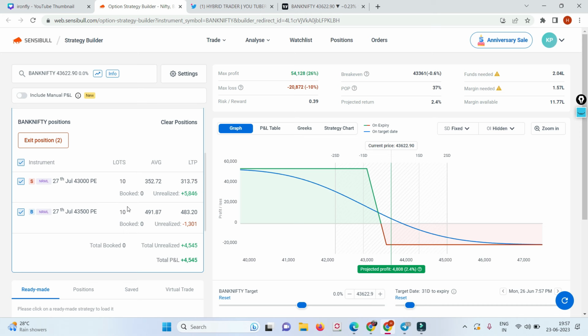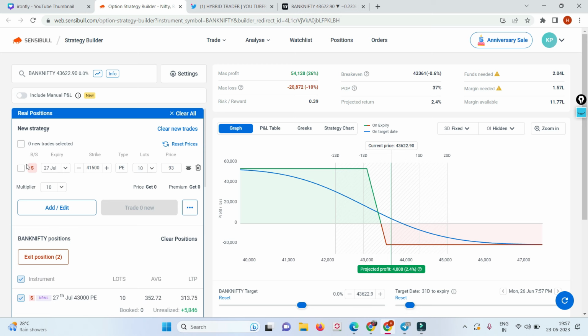I've taken 10 lots, I've taken 10 lots. Now what if I convert this to, see, my capital required is only 1,57,000, guys. Original capital required for the debit spread was 1,57,000.